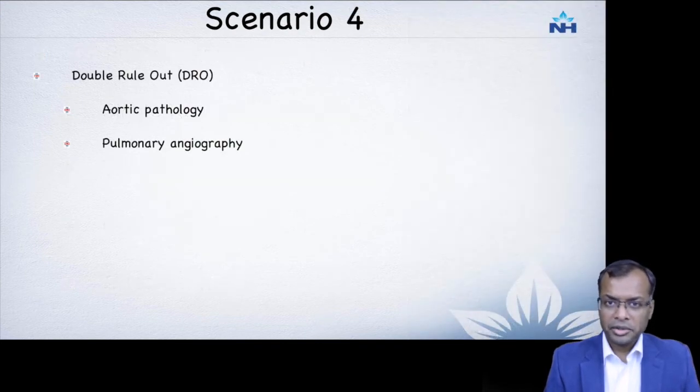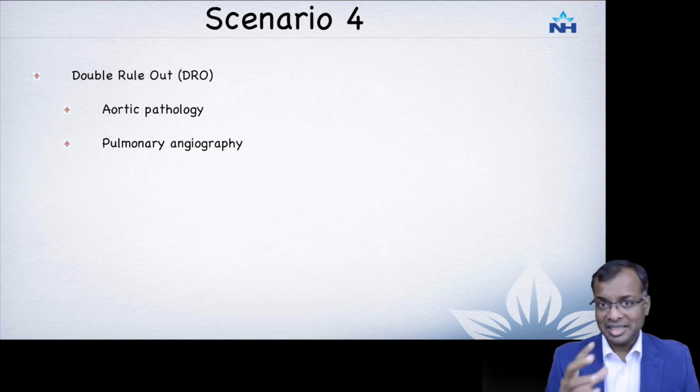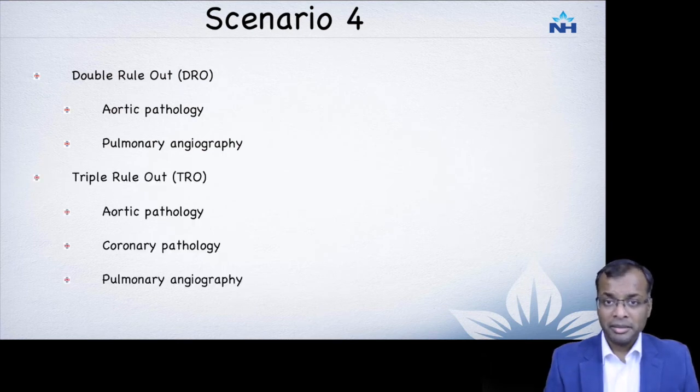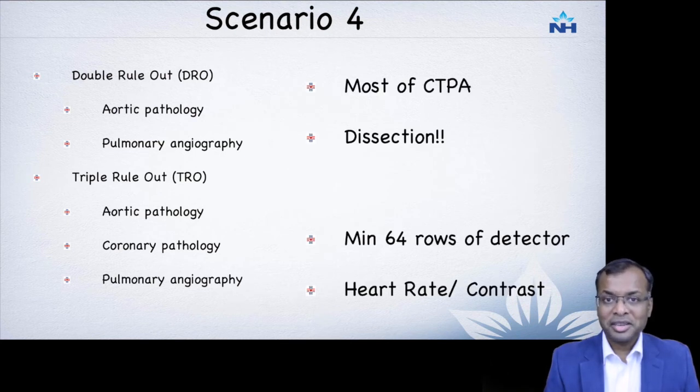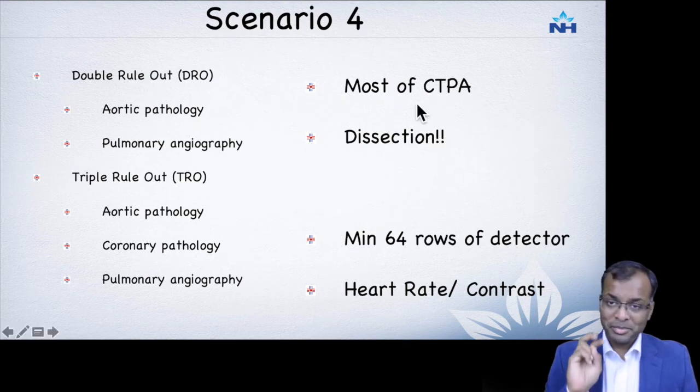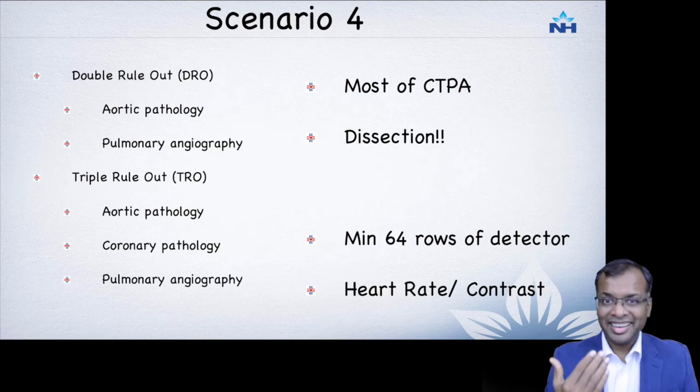The last scenario that we're going to talk about deals with double rule out, whereby we are looking at an aortic pathology as well as pulmonary pathology. A patient comes in with symptoms and we are not able to ascertain which is the likely cause. Similarly, many a time you may want to even exclude coronary abnormalities. So pulmonary, aorta, coronary all put together makes it a triple rule out. Most CTPAs, especially if you're doing a double run, are like a double rule out, but many dissections can be overcalled or sometimes missed if we do not do ECG gating in these patients.